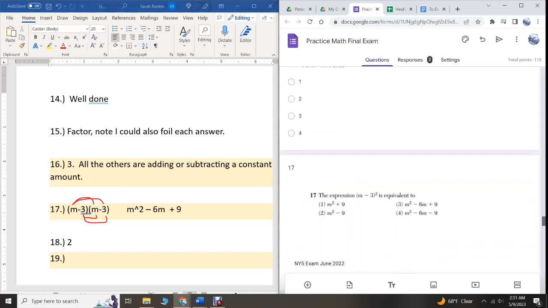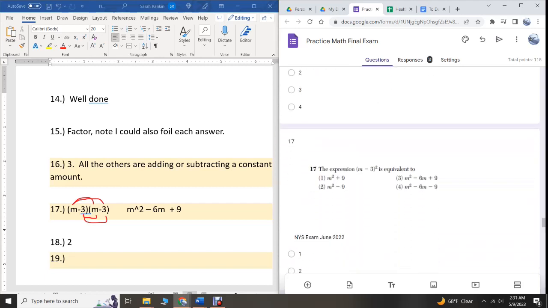Number 17 you had a little trouble with. Remember, m minus 3 squared is m minus 3 times m minus 3, right? You can't just take m squared, and the trick here is students like to just square this first term and square this second term. You got to remember this squared is m minus 3 times m minus 3, so you got to FOIL them.